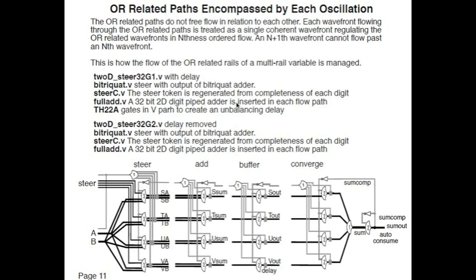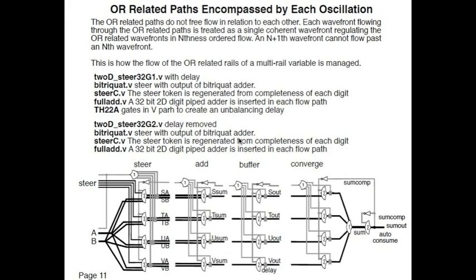The other way to manage wavefront flow through OR-related flow paths is to not let them flow independently to begin with. This is to treat the wavefront flow across the paths as a single, coherent wavefront with a spanning completeness and a spanning enable. And this way, each individual wavefront in the paths is separated by a null wavefront. So the individual wavefronts arrive at the convergence and are enabled into the convergence one at a time in turn.